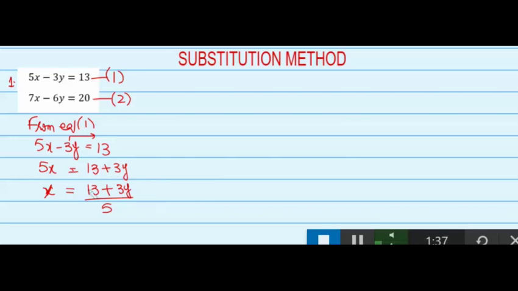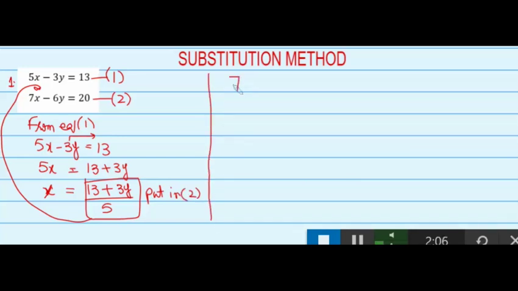So this expression will be put in the second equation, because we have got this expression of x from the first equation. Then we have to put this value of x in the second equation, right? So just writing here, put in second. Got it? Okay, so 7 times x is what? 7 times (13 plus 3y) over 5, and minus 6y as it is, and it is equal to 20, right?